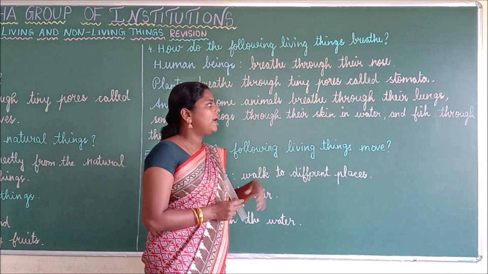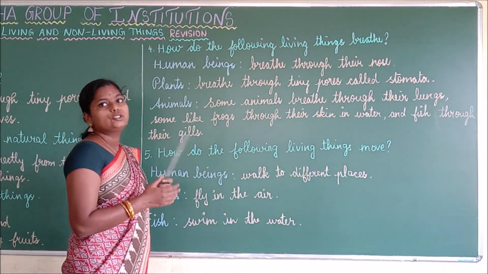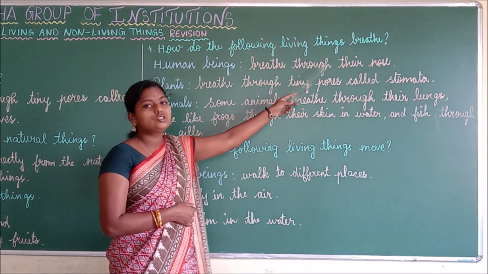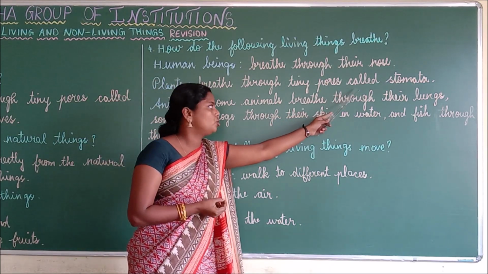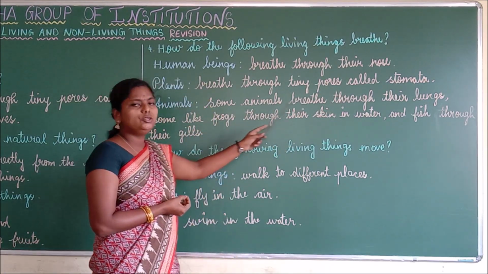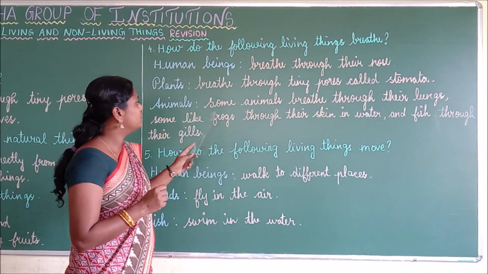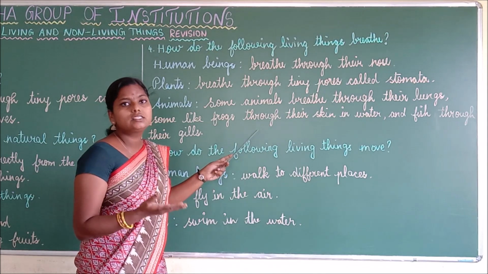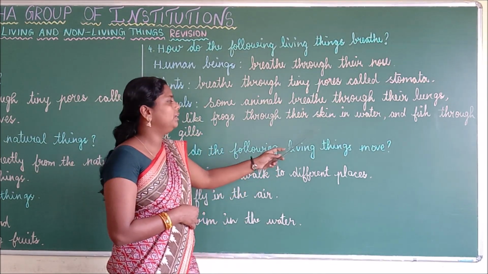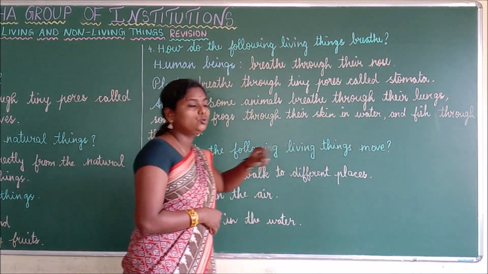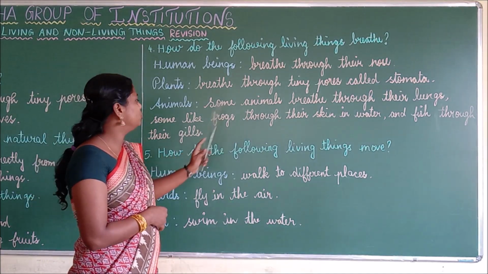Is it clear, children? And fish breathe through their gills. So we human beings use our nose. Plants use their tiny pores called stomata. Most animals use their lungs, and some animals such as frogs use their lungs on land, and in the water they use their skin to breathe. And fish breathe through their gills.